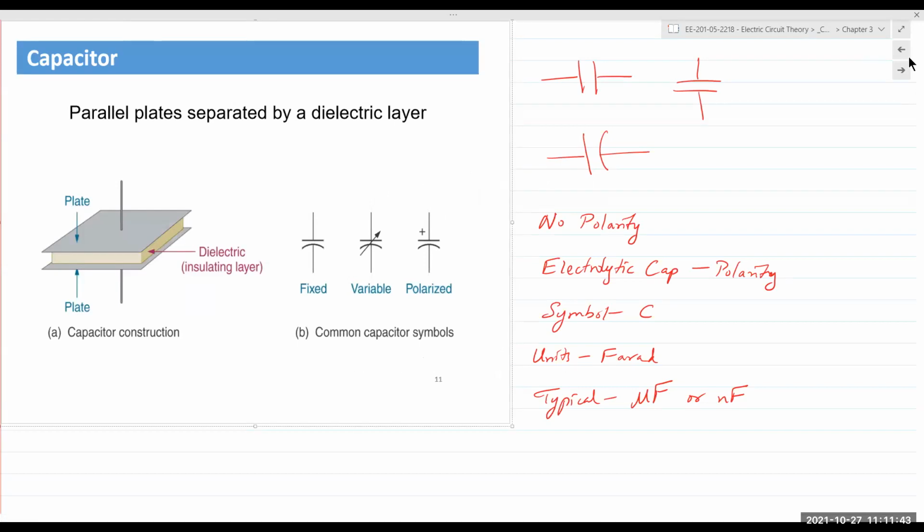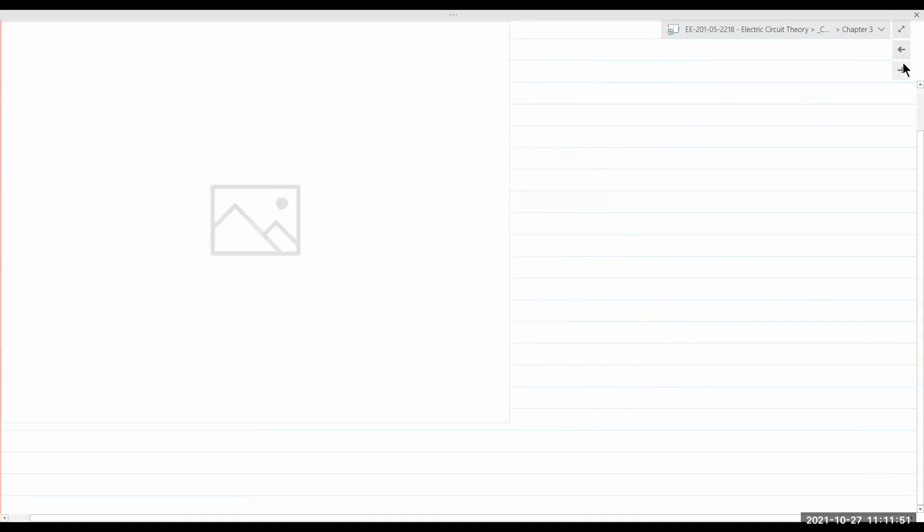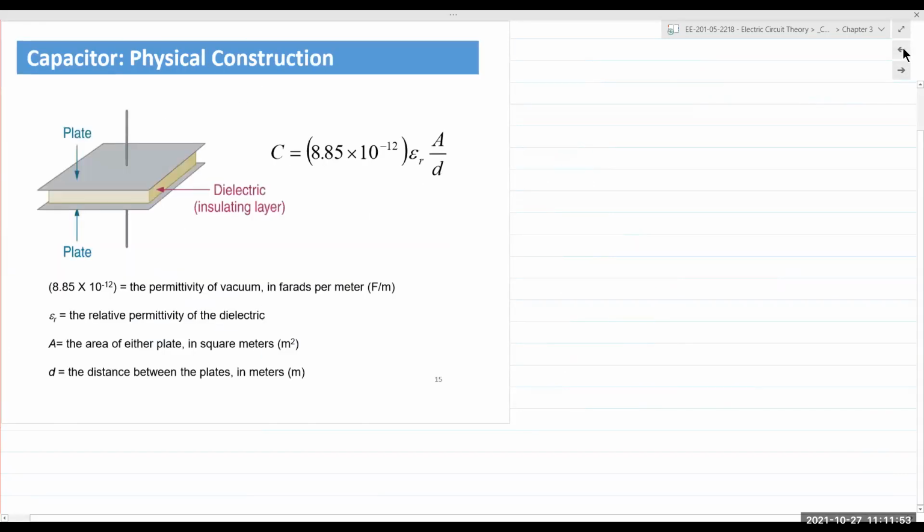So let's look at a physical construction of a capacitor. Capacitors are two parallel plates separated by an insulating layer, right? The physical description of a capacitor is two parallel plates separated by an insulating layer. The equation that governs the capacitance is given by C equals epsilon A over D.